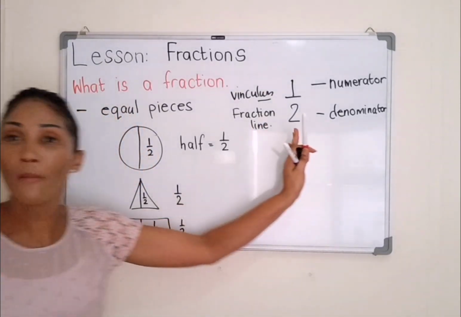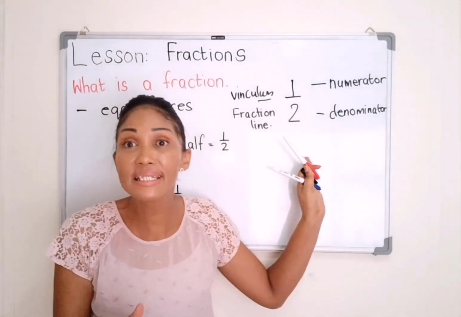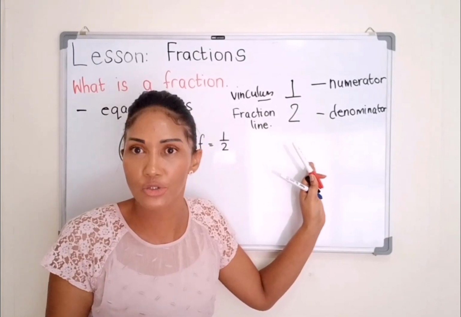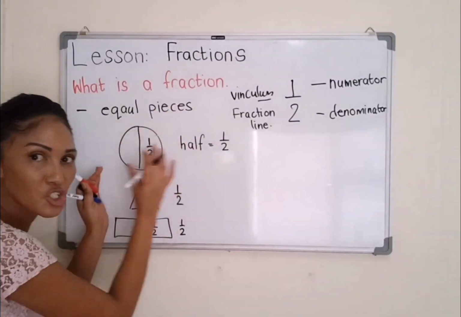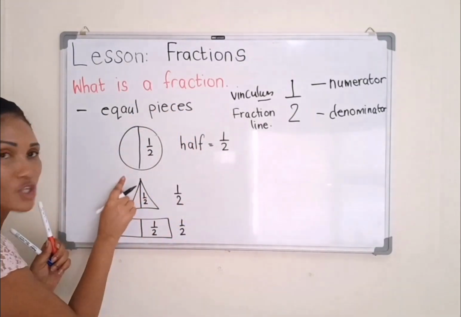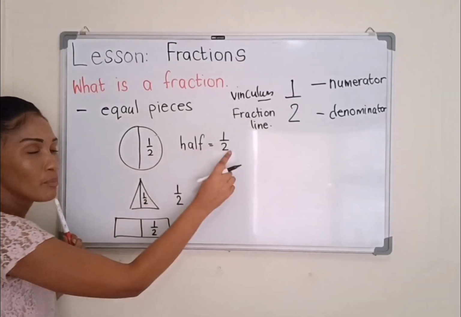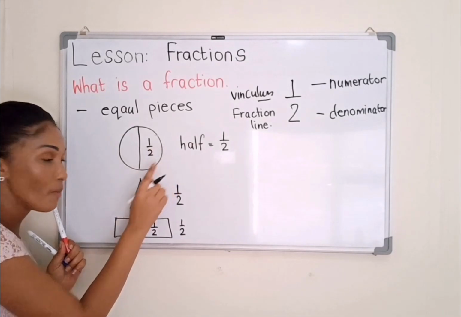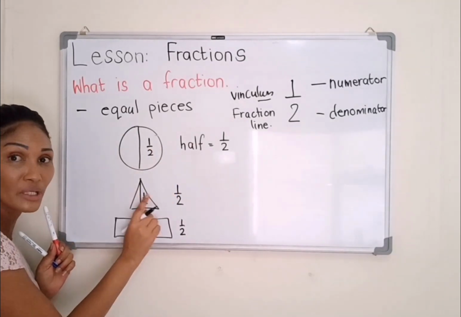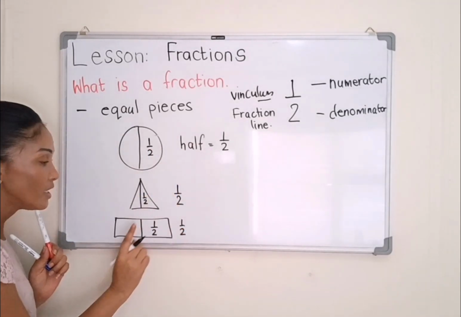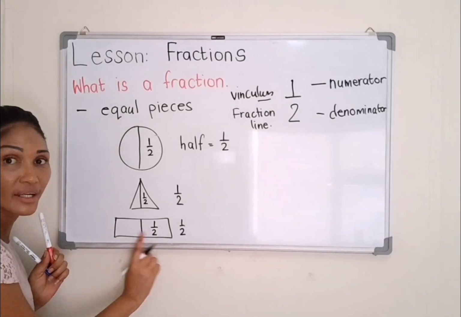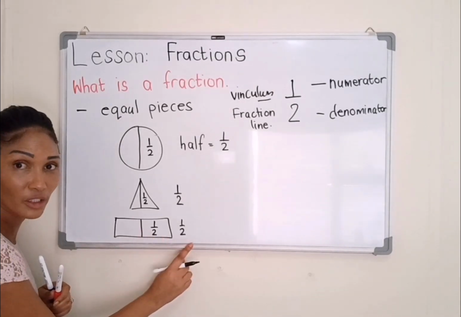Right, so the denominator is actually the pieces something is divided into. The actual pieces the shape is divided into. For an example, I've divided a circle into two pieces. So my 2 is at the bottom because I divided it into 2. My triangle is in two pieces, so the 2 is at the bottom. The rectangle is divided into two pieces, so my 2 is at the bottom.